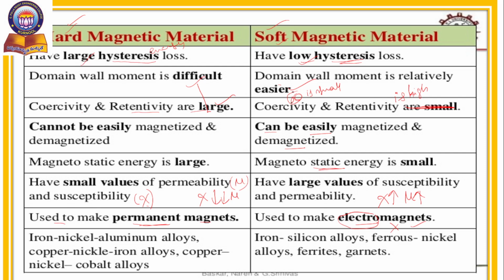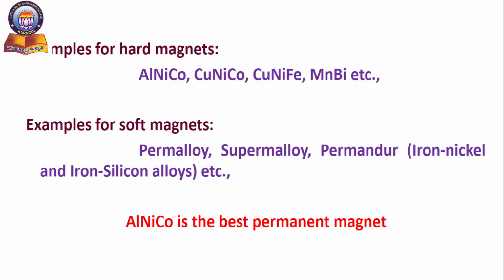Examples for hard magnetic materials are iron, nickel, aluminum alloys, copper, nickel, iron alloys, copper, nickel, cobalt alloys. And soft magnetic materials are iron, silicon alloys, ferrous, nickel alloys, ferrites, garnets. One ferrite we have known is magnetite, Fe3O4. That is also an example for soft magnetic material.